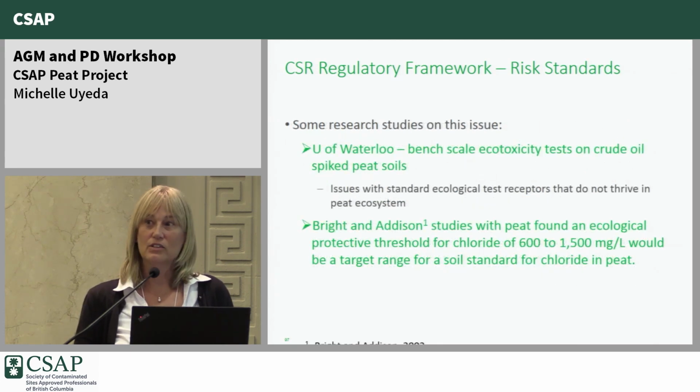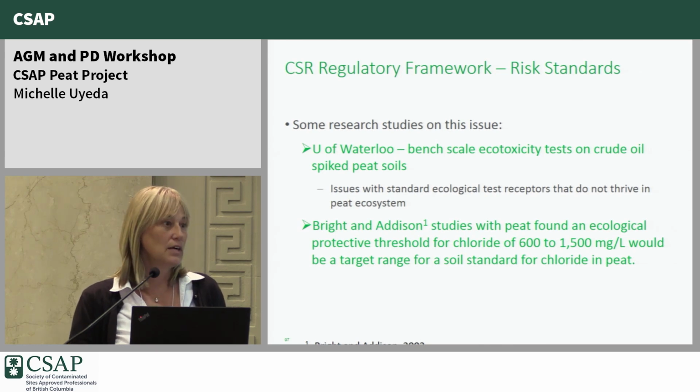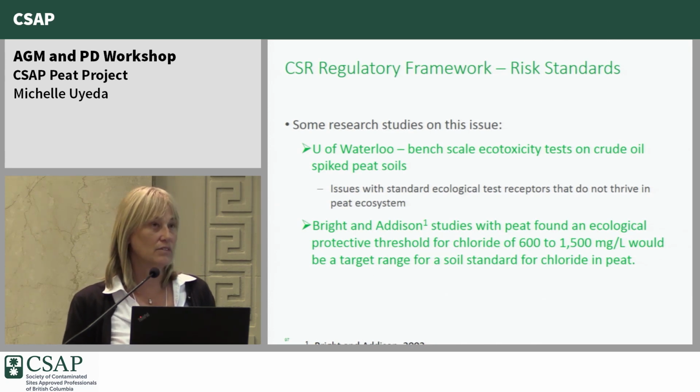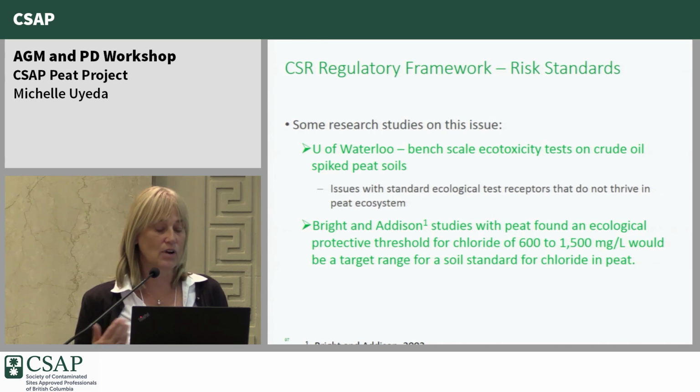There are some bright lights. There is some research going on. University of Waterloo has done bench scale tests using spiked crude oil on peat soils. One of the problems they found was that the standard ecological test organisms, the invertebrates, didn't thrive in the control samples. They didn't thrive in a peat environment. So it wasn't very successful to find out how they thrived in an impacted environment because they didn't thrive in the peat. They made some recommendations to Environment Canada to use alternate test organisms.